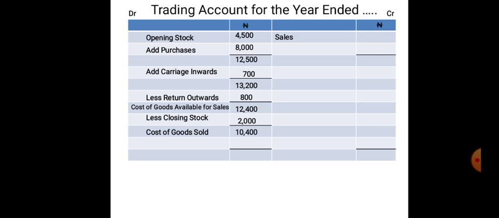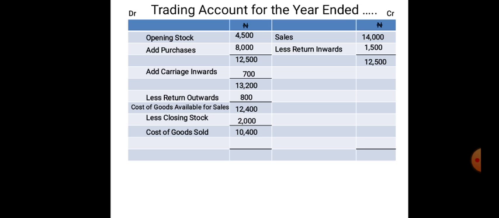So we need to know our gross profit. But before we know our gross profit, let's go to the credit side. Sales, how much? 14,000 naira. Less return inwards, goods that have been returned back into the business. You sold goods and some of the goods were returned back into the business. So you deduct 1,500. Whatever you get, in this case 12,500, it is called net sales.